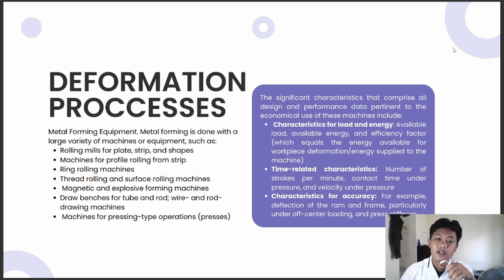The significant characteristics that comprise all design and performance data pertinent to the economical use of these machines include: 1. Characteristics for load and energy, available energy, and efficiency factor, which equal the energy available for workpiece deformation or energy supply to the machine. Second is time-related characteristics: number of strokes per minute, contact time under pressure, and velocity under pressure. Third is characteristics for accuracy, for example, the flexion of the ram and frame, particularly under off-center loading, and press stiffness.